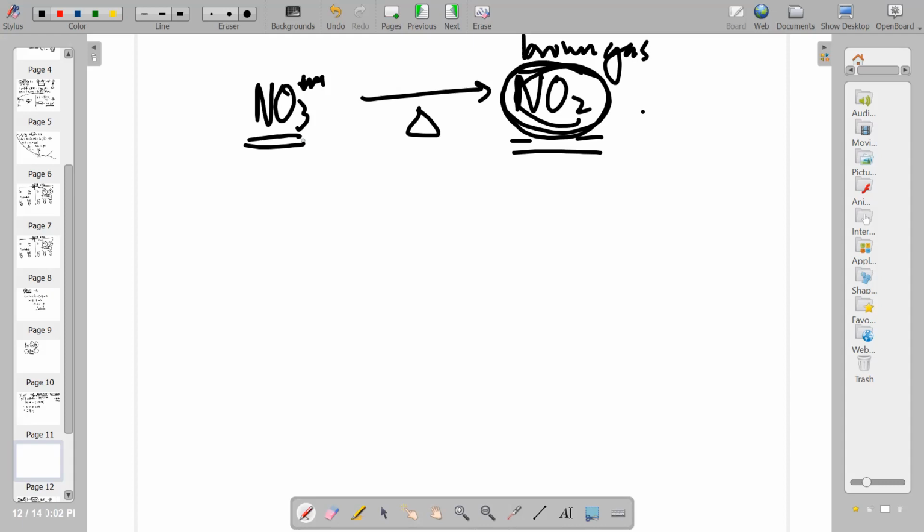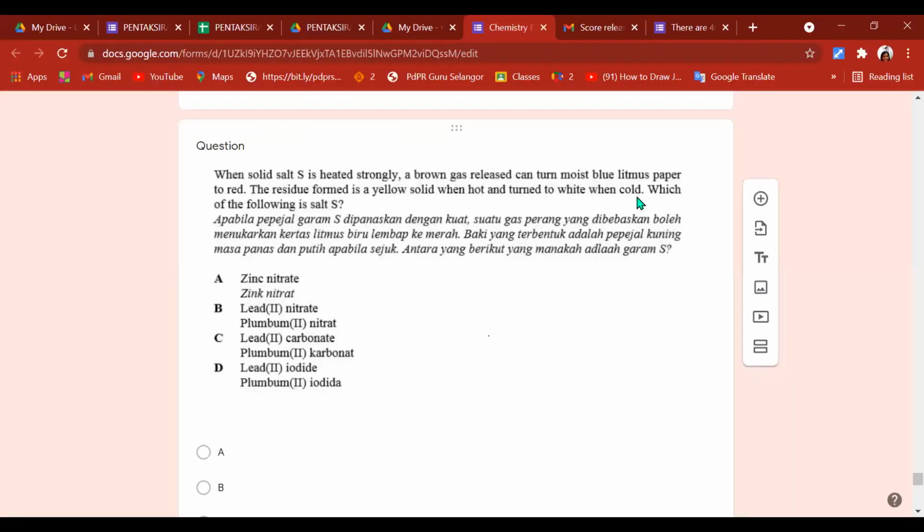What's the next thing they asked? If you look at the question, they said that I have a residue that is yellow when hot, white when cold. What is that residue? What is yellow when hot, white when cold? Lead. No. Lead oxide. Zinc. Zinc is wrong. Zinc oxide is correct. Okay, so zinc is wrong, but zinc oxide is correct.